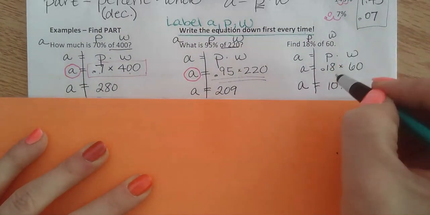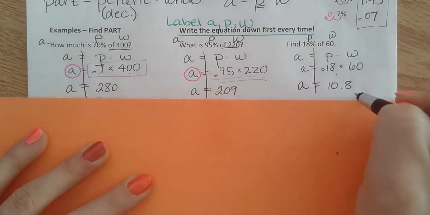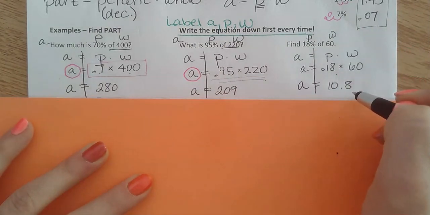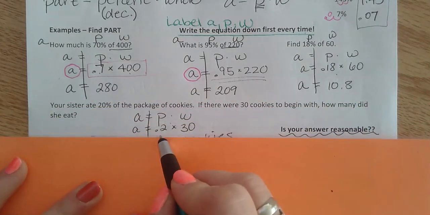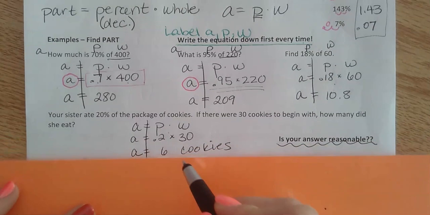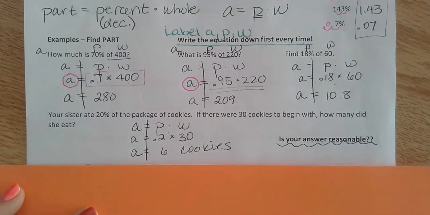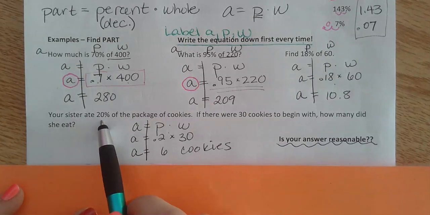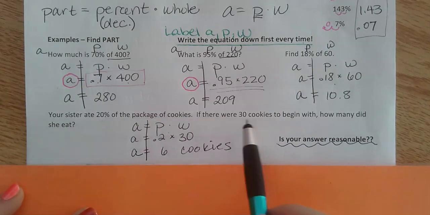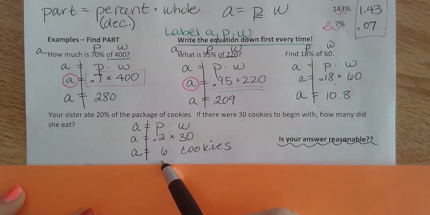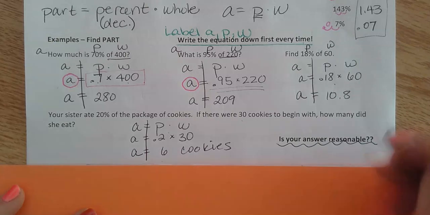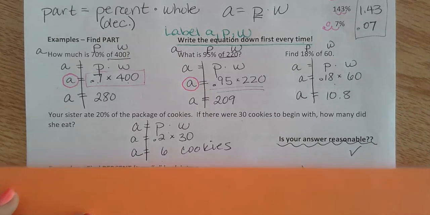Okay, 18% as a decimal times 60, I got 10.8. And then the cookie question, 20% as a decimal times the 30 cookies, I got 6 cookies. So let's check and see if that's a reasonable answer. Your sister ate 20% of the package of cookies. There were 30 cookies. If she ate 20%, she ate 6. Yeah, 1/5 of the package. That makes sense. So always check to see if your answer is reasonable.